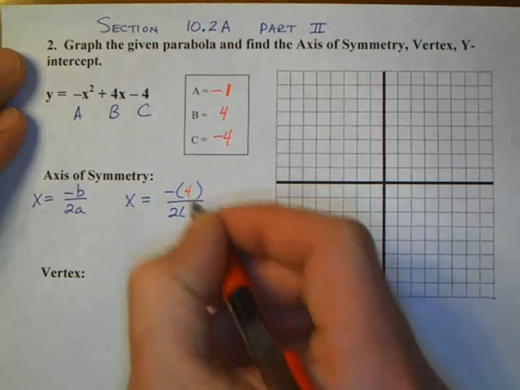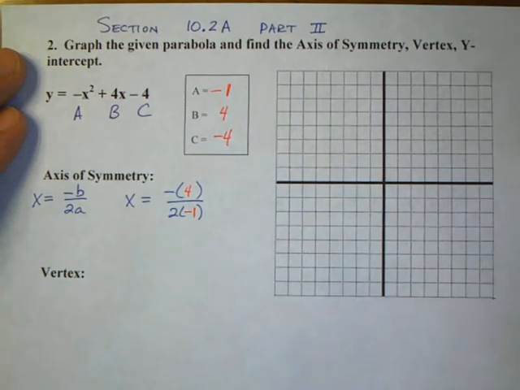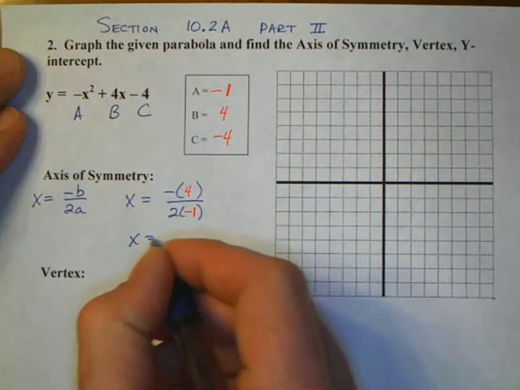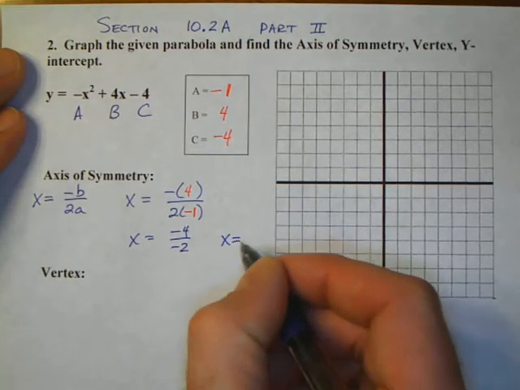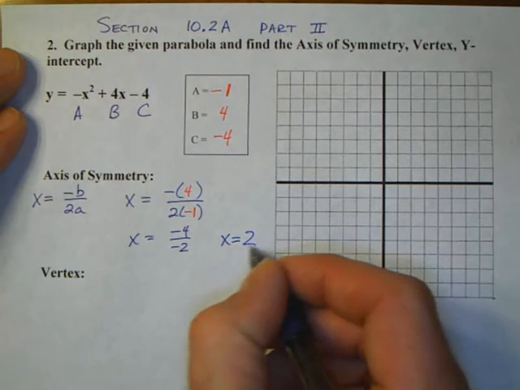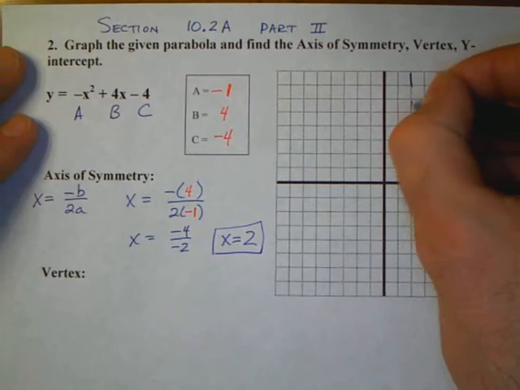Now once again, Weedy, what's the value of b? 4. And the value of a? -1. All right, so he's given us those values again. So let's simplify this out. That gives us -4 over -2. And Weedy, remember, a negative divided by a negative is a? Positive. So x equals 2.